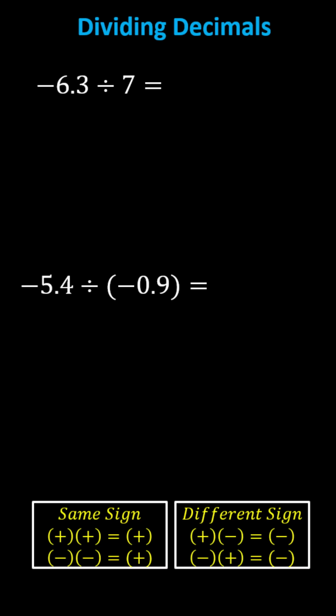Welcome to a lesson on dividing signed decimals. For the first example, we have negative 6 3/10 divided by 7. Because we have a negative divided by a positive, the quotient will be negative. To help determine the quotient, we will now divide positive 6.3 by positive 7 below using long division.